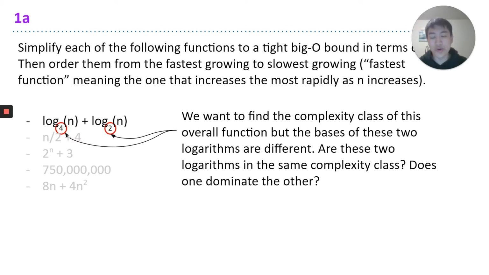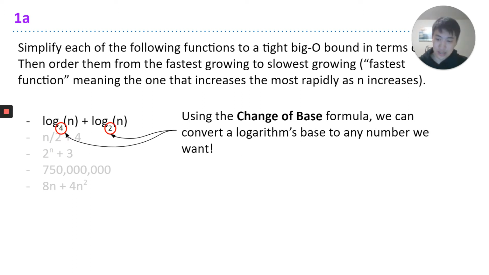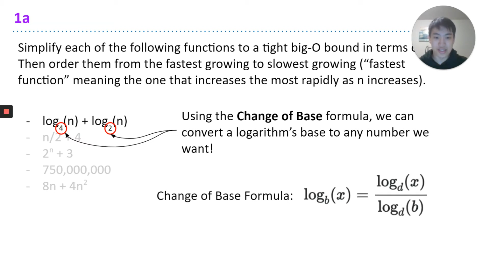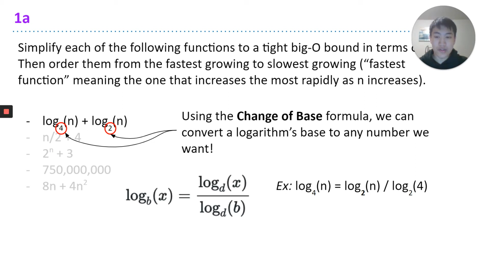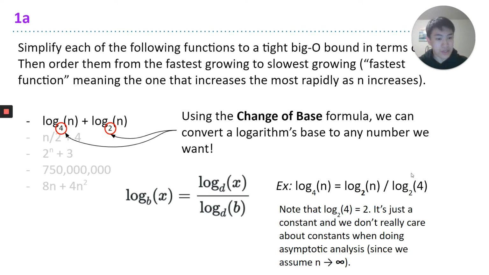In this case, we want to know which is dominating which, log base 4 or log base 2? With mathematics, we can use the change of base formula to convert a logarithm's base to anything we want. Specifically, the formula works like this: log base b of x is equal to log base d of x divided by log base d of b, where d can be any number. So we can change log base 4 of n into log base 2 of n divided by log base 2 of 4, and log base 2 of 4 is just 2. Essentially, this bit in the denominator is just a constant.